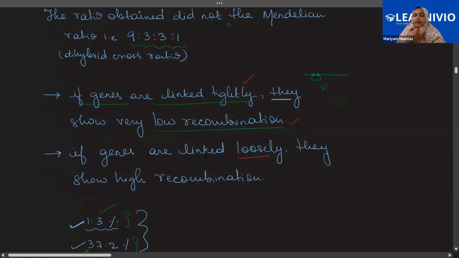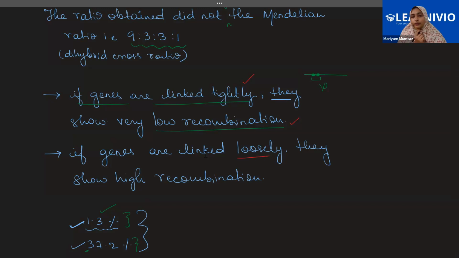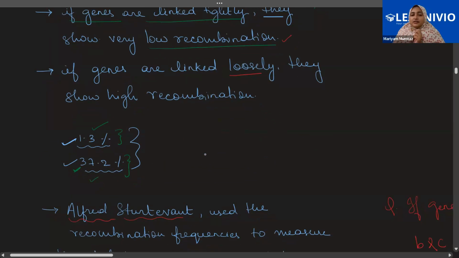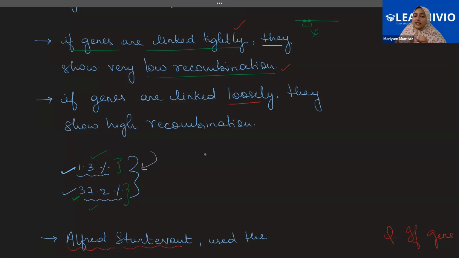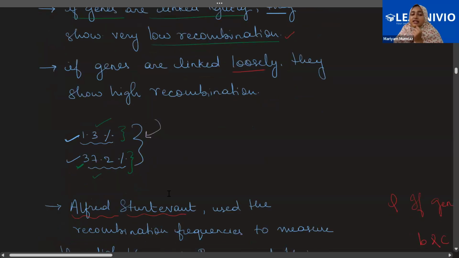So what happens is that if the genes are so tightly linked on the chromosome, there might be a case wherein the genes will not get segregated, or you can say they will not get crossover. So if the genes are tightly linked, they show very low recombination. And if the genes are loosely linked, they can displace from one place to another. Right. So when the genes are tightly linked, the percentage of recombination is just 1.3%. But when the genes are loosely linked, then the recombination is seen in 37.2%.